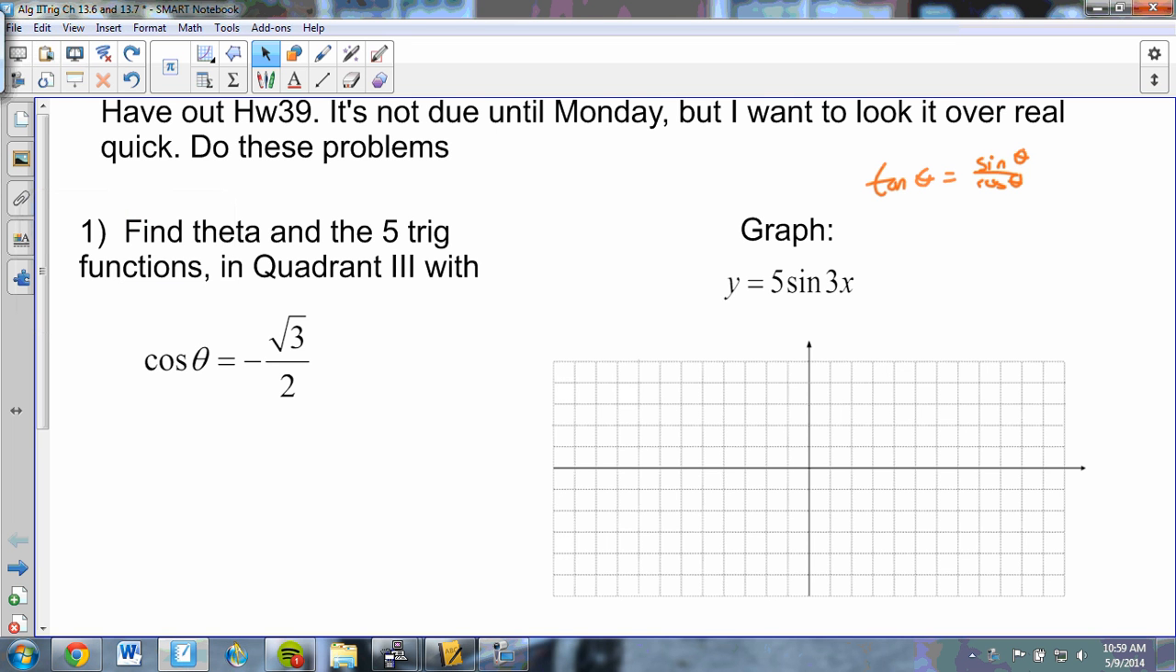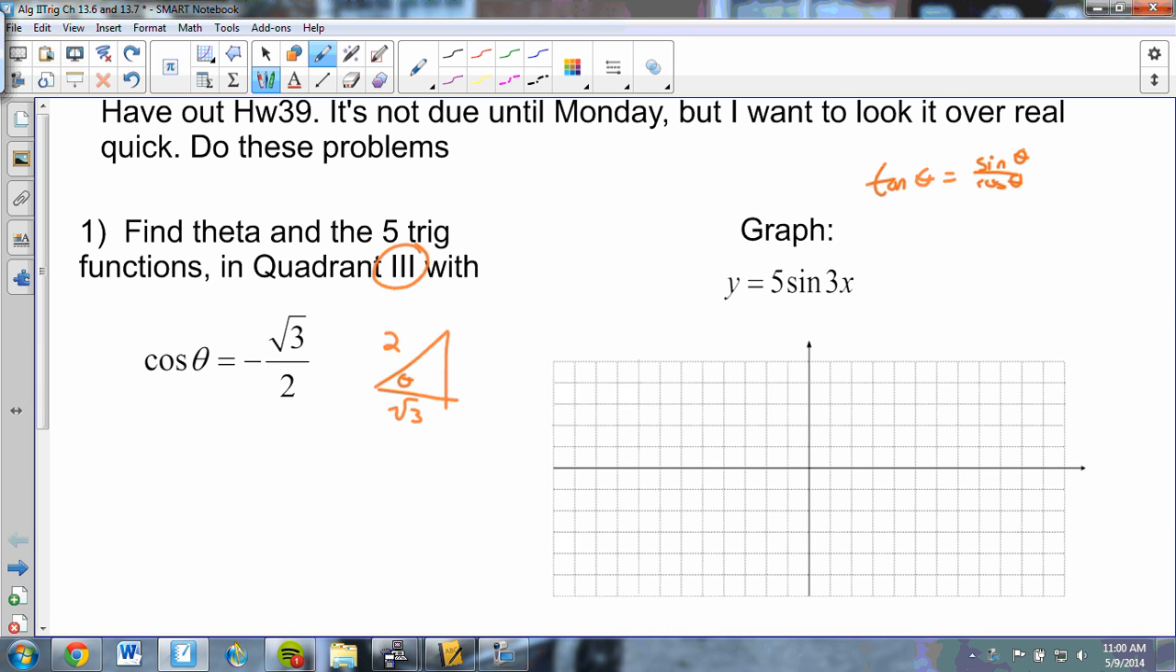You're going to find theta and the 5 trig functions in quadrant 3. The key is that this is in quadrant 3. Given that cosine of theta is negative root 3 over 2, well, I can ignore the negative and just draw some right triangle. Cosine is adjacent over hypotenuse. So this is going to be root 3, and this is 2. And if I do Pythag, it's 4 minus 3, which is 1, so that's 1.